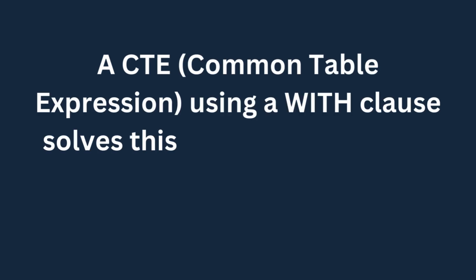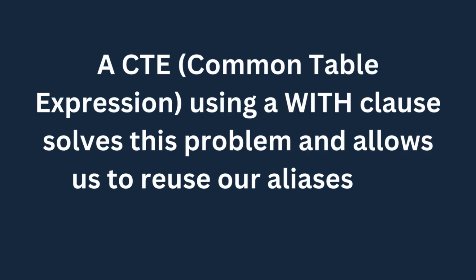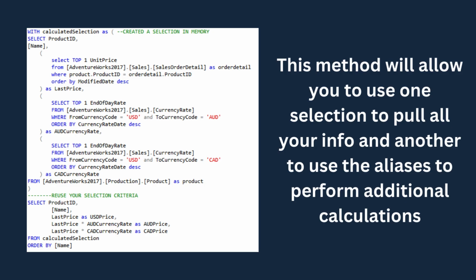A CTE, or common table expression using a with clause, solves this problem and allows us to reuse our aliases in a second query. This method will allow you to use one selection to pull all your info, and another to use the aliases to perform additional calculations. You can also do this using a temp table, but I think this approach for certain scenarios works much better.